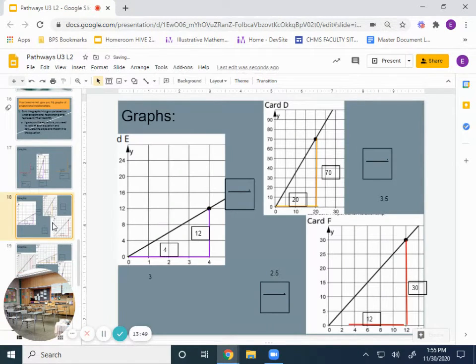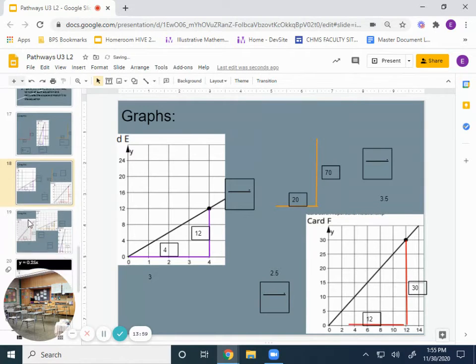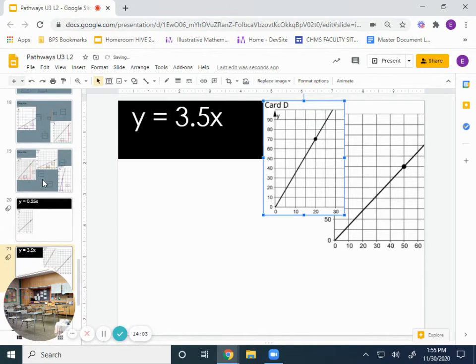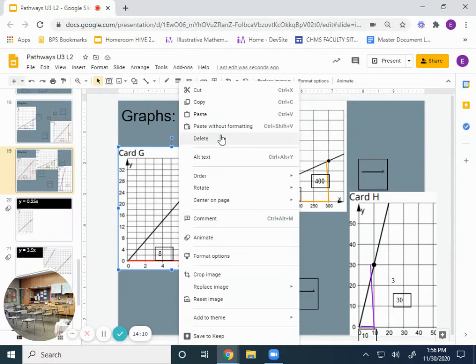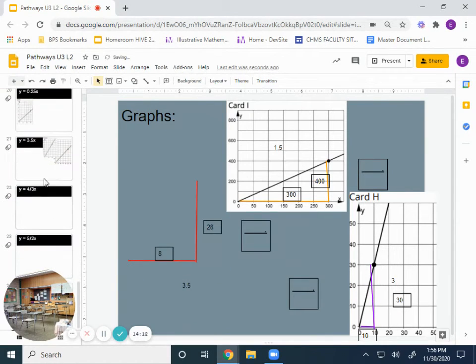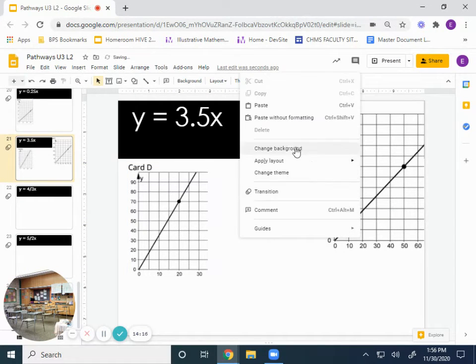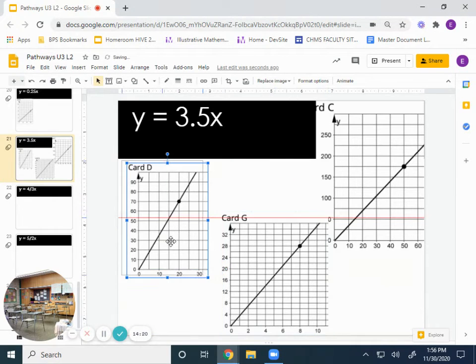Go back to slide number 2. I know there were a couple that had 3.5 on this one. This one right here, I would cut it and I would paste it here. Okay, then we're going to do this last one together, 3.5. I know that this guy here had 3.5. I would cut it, come to this 3.5, and paste it in.